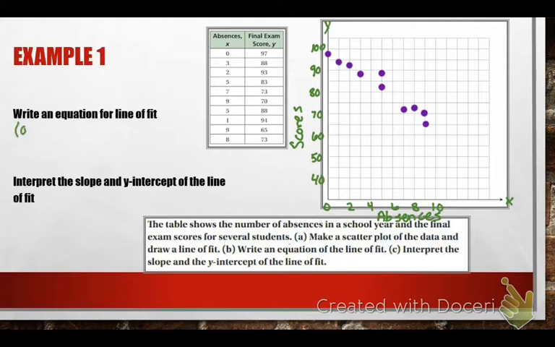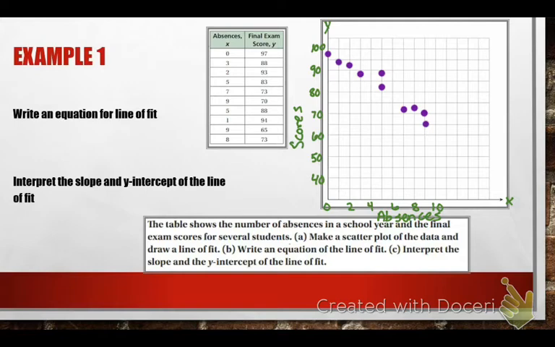All right, so here's the rest of my points. Does yours look similar to that? Looks like the 8 absences, do you have 2 points on the 8? Okay, 2 points on the 5. So does your scatter plot look similar to that? It should look very, very similar.